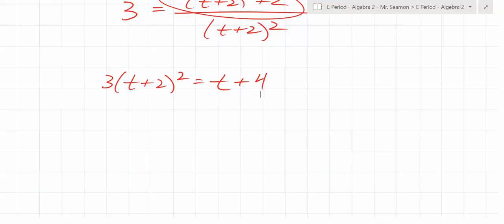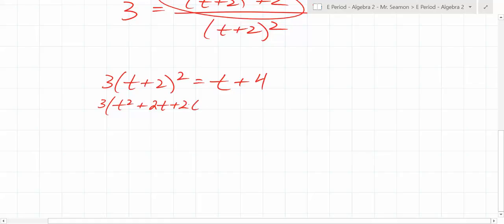Is this in standard form? No, it's not. So we need to put it in standard form. So one word, what should we do? Yeah, so 3 times, what do we have? (t squared plus 2t plus 2t plus 4) is equal to t plus 4. It's not in standard form yet. 3t squared plus, how many t's? We have 4 of them times 3. How many is that? 12t plus 12 equals t plus 4.